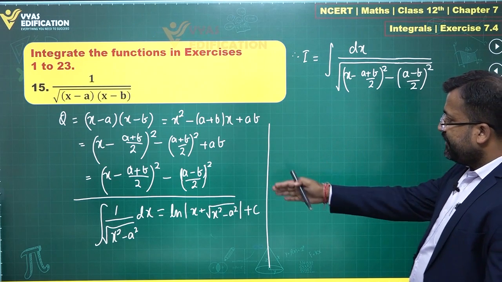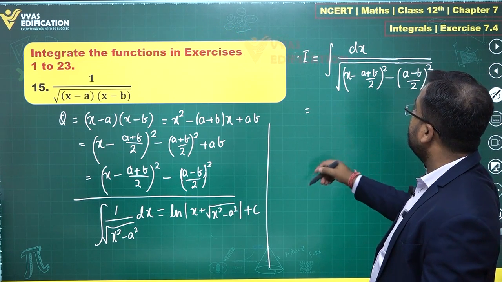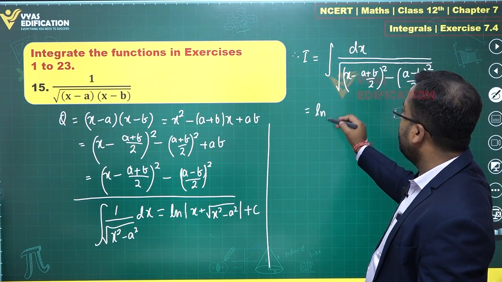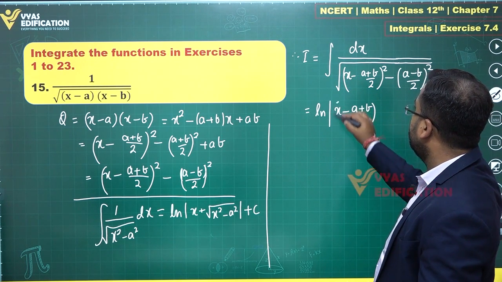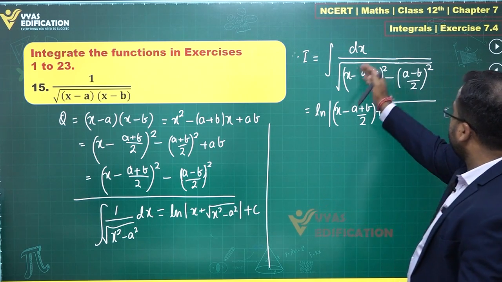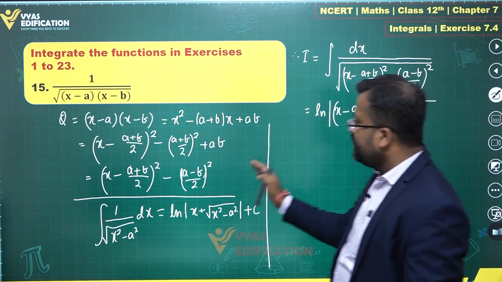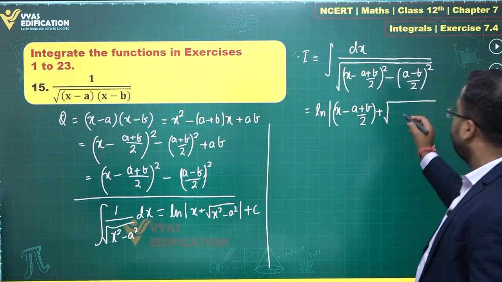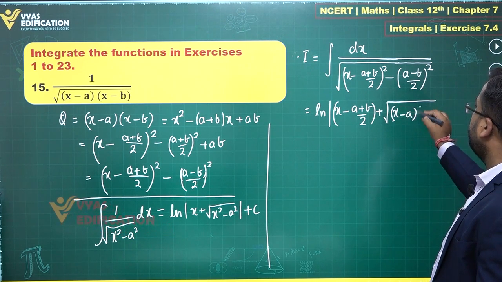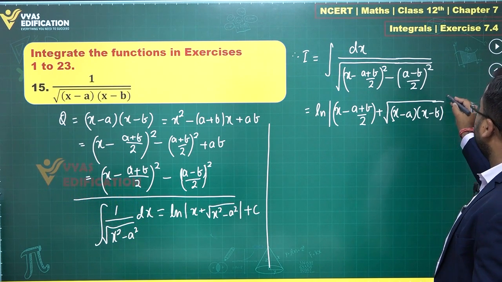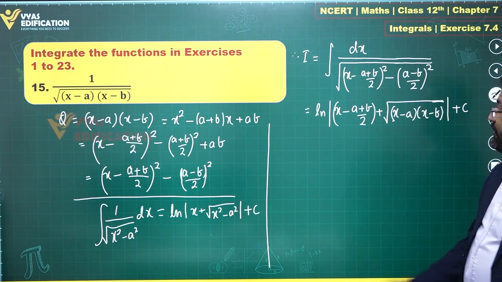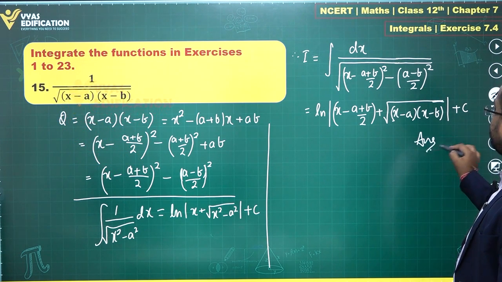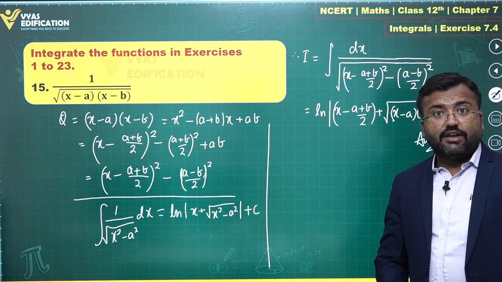Using that formula, instead of x, we have a linear polynomial of x. So this becomes ln mod of x minus (a plus b) by 2 plus under root of this whole expression. And this expression is equal to (x minus a)(x minus b), modulus, plus constant. That's the required answer for this question.